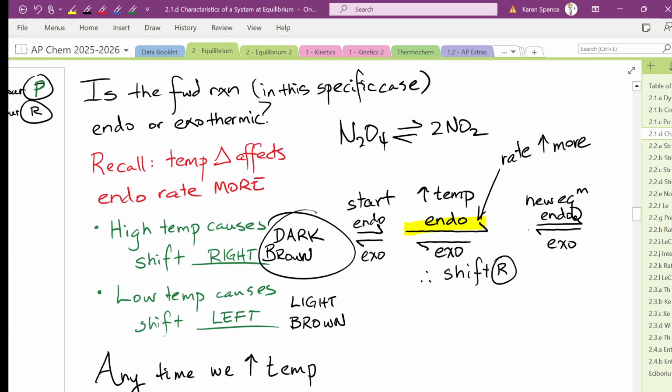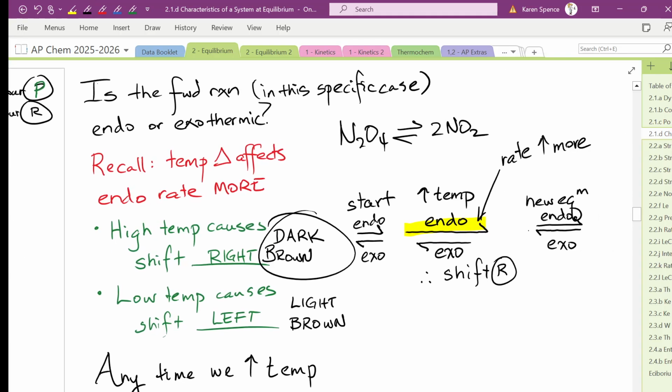So you have to make your observation and say, it is dark brown, therefore it has shifted to the right. And if it is shifting to the right, that means that the forward rate must have been faster than the reverse rate. Because if the reverse rate were faster than the forward rate, we'd be shifting to the left. Yes, that is a general rule, and when you decrease the temperature, it also affects the endothermic reaction more. So the endo will slow down more when cool, it will speed up more when heated. General rule, yeah.